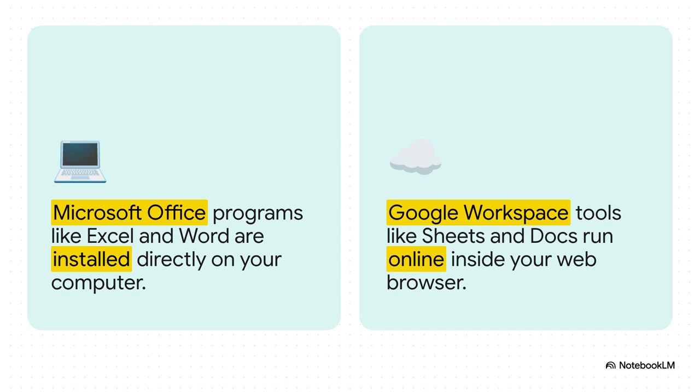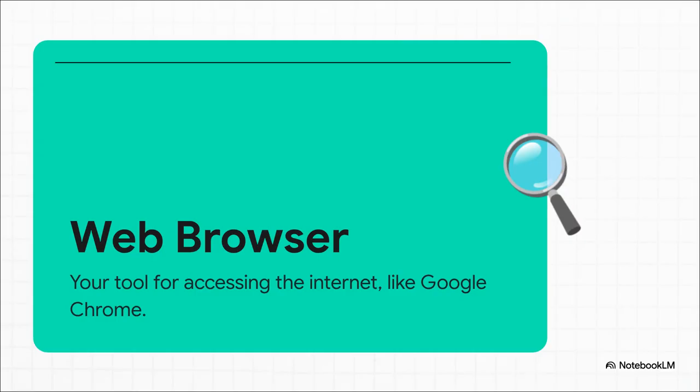But Google's tools, like Google Sheets and Docs, run inside your internet browser. They're not on your machine, they're online. So how do you get to those online tools? You use something called a web browser. Think of programs like Google Chrome or Microsoft Edge as your car for the internet. You open it up, type in an address, and it takes you wherever you need to go online.